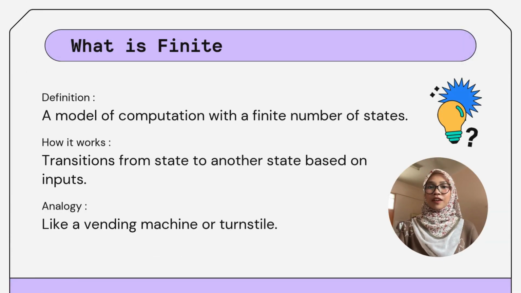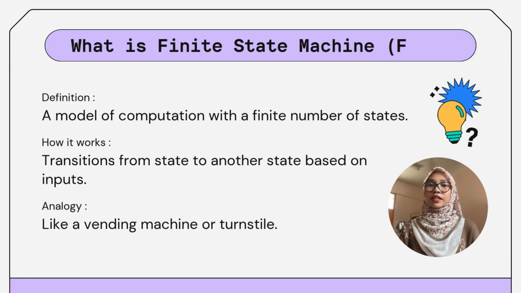So, what is a finite state machine? FSM is basically a model of computation. It helps us understand how a system behaves based on a series of inputs. It consists of a finite number of states and it moves from one state to another depending on the input.